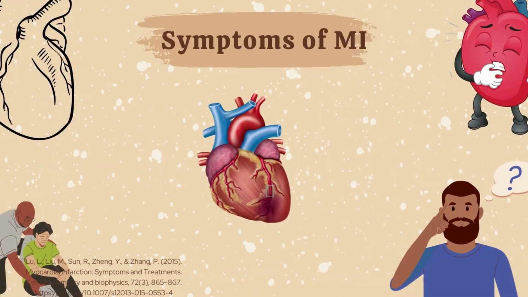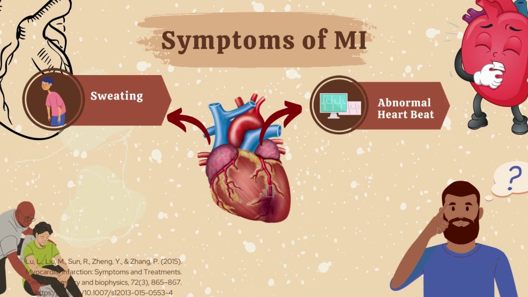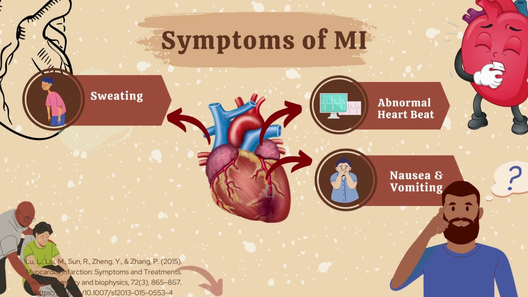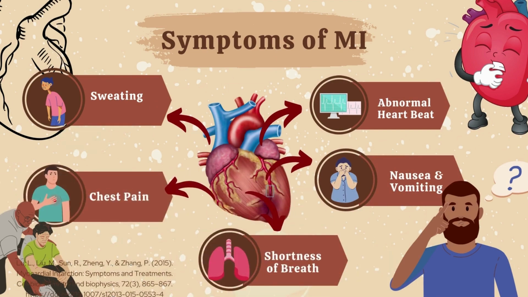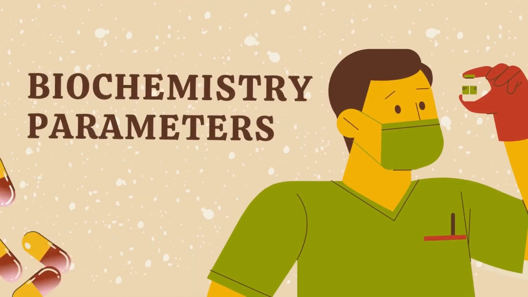So, what are the symptoms of MI? The symptoms of MI include sweating, abnormal heartbeat, nausea and vomiting, shortness of breath, and chest pain which travels from the left arm to the neck, tightness, squeezing, or burning sensation of the heart.